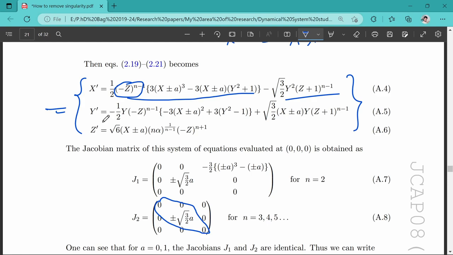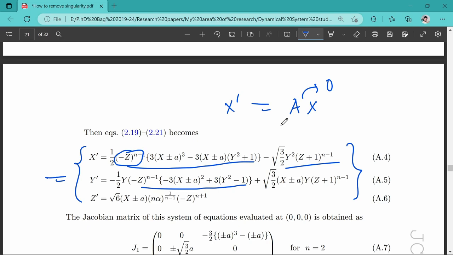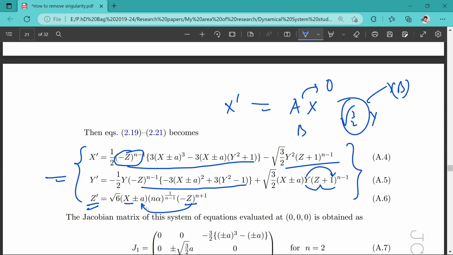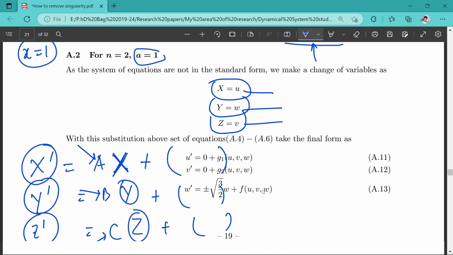Similarly, in the Y prime part, Y and Z are multiplying, so there is no single Y. But if you are multiplying here, then Y will always be left single, and you will have root 3 by 2 times Y. Therefore, this corresponds to the B part, the B of Y. And similarly, in the Z prime, X and Z, Z will always multiply with this and there will be ZX. So I also have Z of A, so the C part will have a non-zero part. That is what they have already shown.